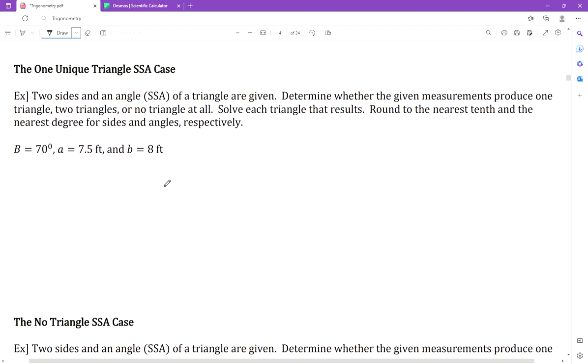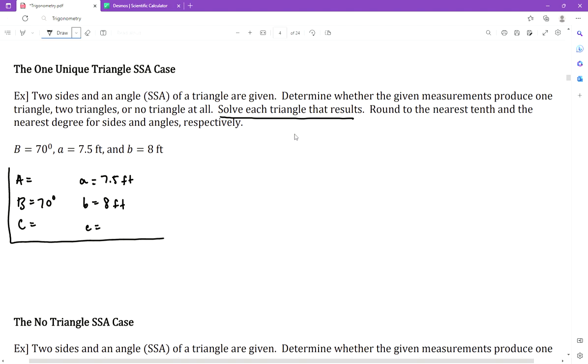When I see solve a triangle, I'm thinking, how about I just get my table going? So A equals something, B equals 70 degrees, C equals something, little a equals 7.5 feet, little b equals 8 feet, and little c equals something. We don't know those, so I'm going to box them. I'm just getting my answer ready, and now we need to find the rest.